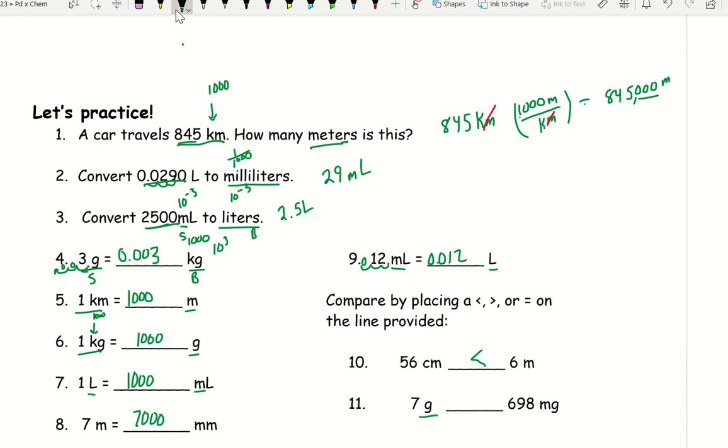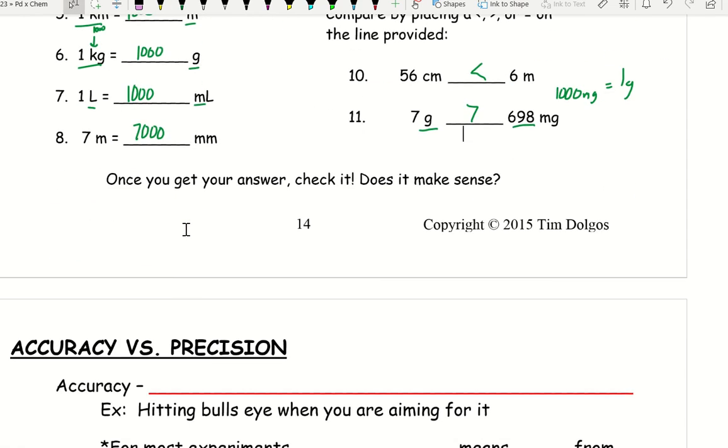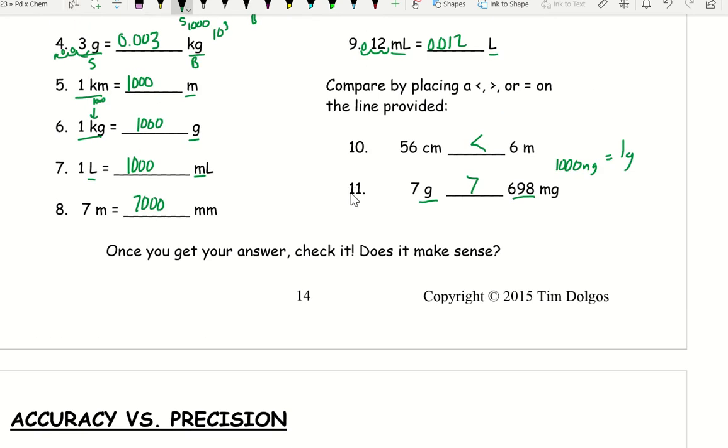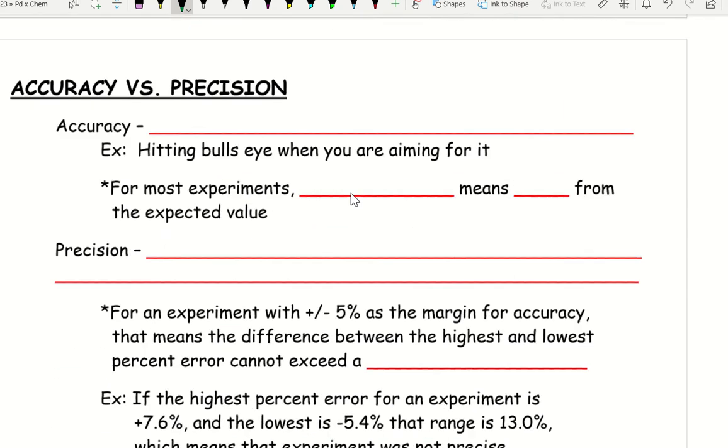7 grams versus 698 milligrams. All right, so it takes 1,000 milligrams to equal 1 gram. So 7 grams is way bigger than 698. Once you get your answer, check it. And does it make sense? I've been doing that throughout, so hopefully that makes sense of how to do that.